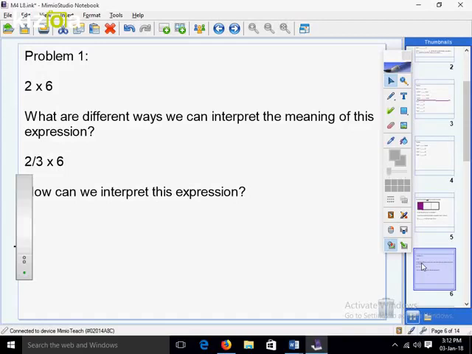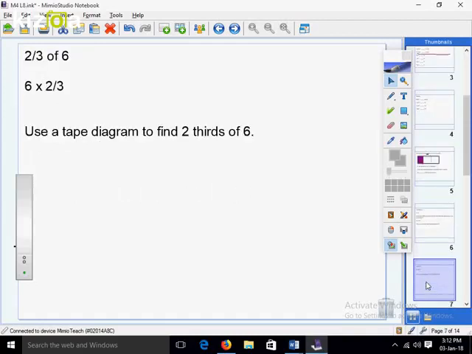So now let's think about 2/3 times 6. Can we interpret this in 2 different ways just like we did the first one? Hopefully you said yes, we can, right? We can take 2/3 times 6, and we can also think of it as 6 times 2/3. We can switch it around, okay? So now we're going to use a tape diagram to find 2/3 of 6.